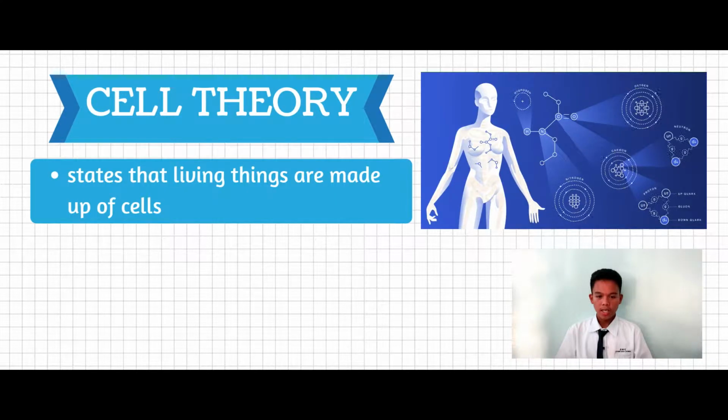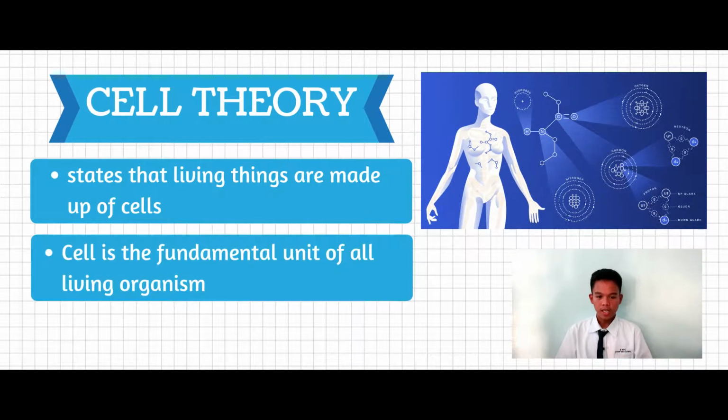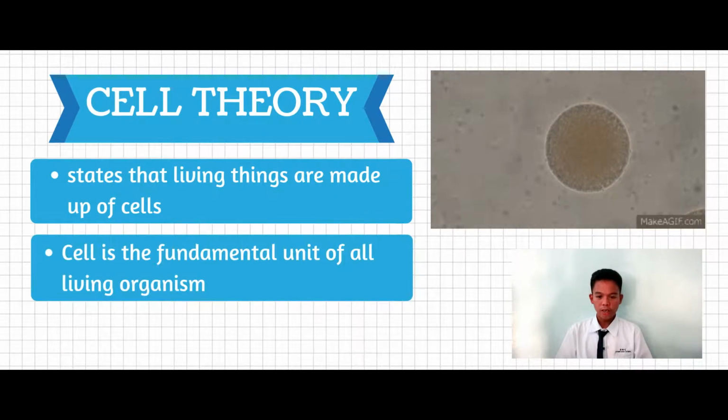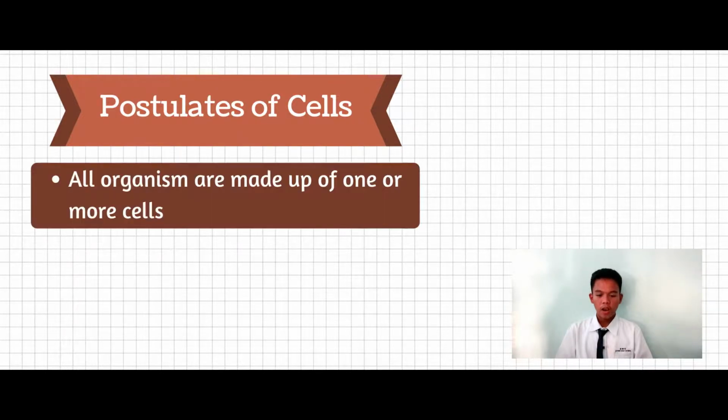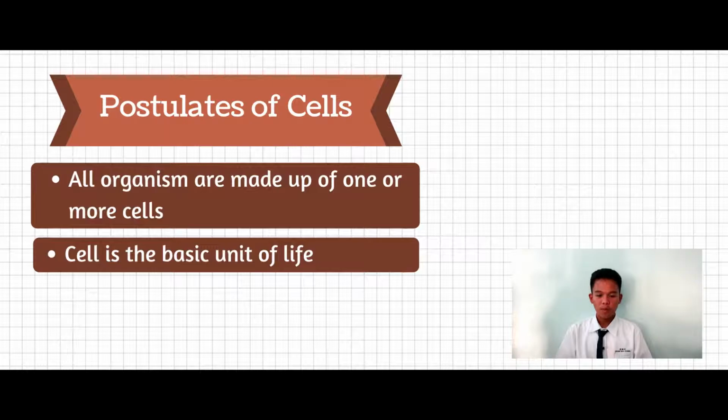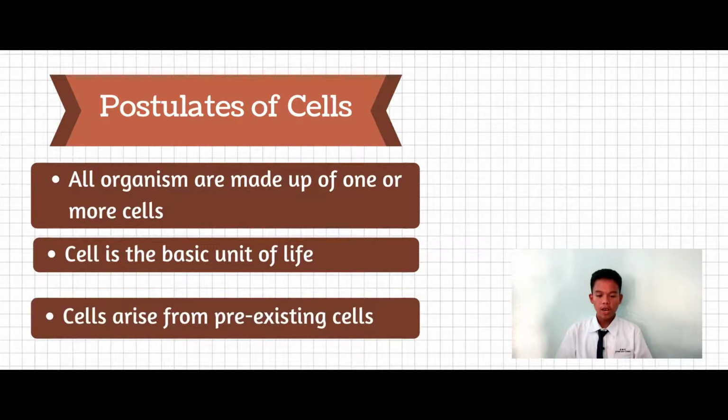Cell theory states that living things are made up of cells. Cell is the fundamental unit of all living organisms. Cell is the basic unit for reproduction. Postulates of cells: All organisms are made up of one or more cells. Cell is the basic unit of life. Cells arise from pre-existing cells.